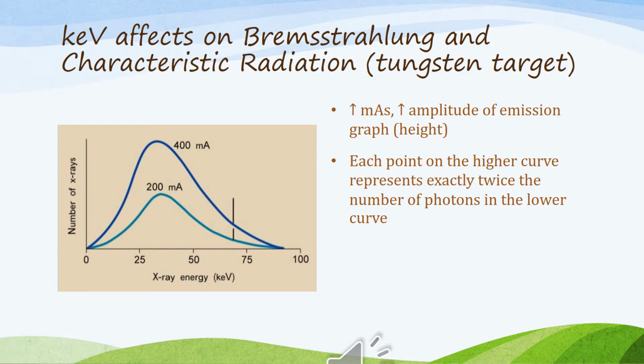kVp effects on Bremsstrahlung and characteristic radiation. Increasing mAs also increases amplitude of the emission graph. Note that there are more higher energy photons on the higher curve, as well as an increase in the number of photons seen in the increased amplitude. Each point on the higher curve represents exactly twice the number of photons in the lower curve.